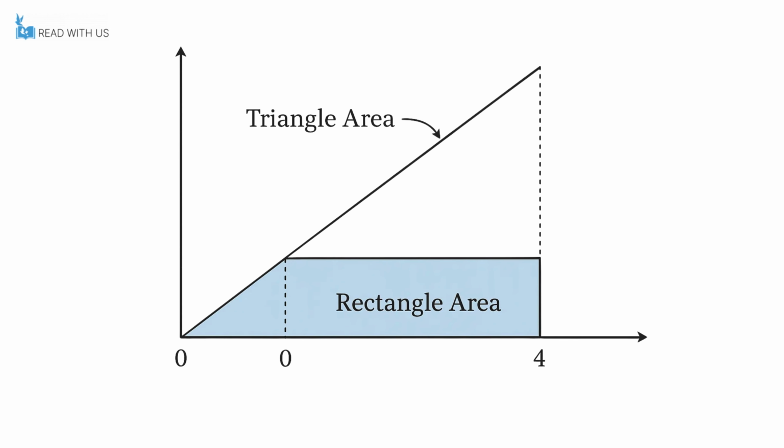2. Now let's see how to find the total distance traveled. The distance is equal to the area under the curve. For example, if we want the distance traveled in the first 4 seconds, we focus on the area under that section. We can split it into a triangle and a rectangle.